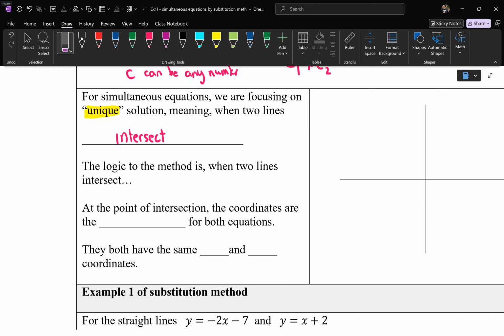Okay, that's what they're saying. So it doesn't have to be straight lines. It could actually be a straight line with a curve, or it could be a curve with another curve, and you're going to find the intersections of those two. And we call that simultaneous equations.